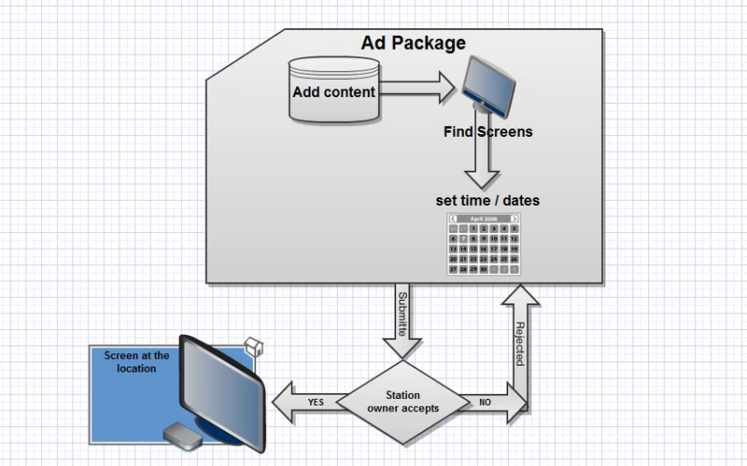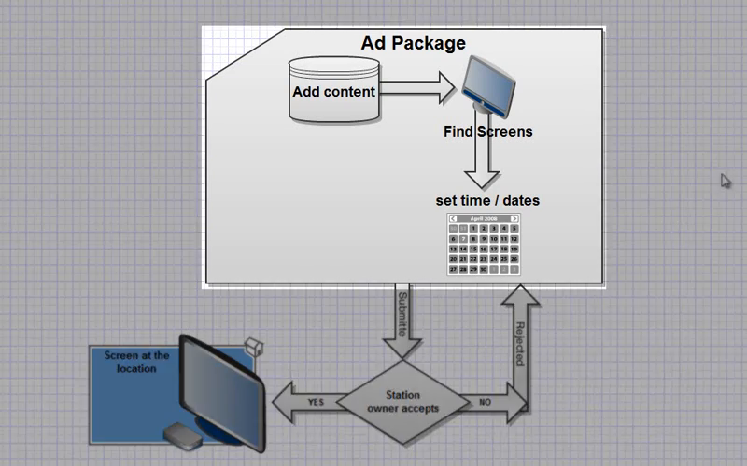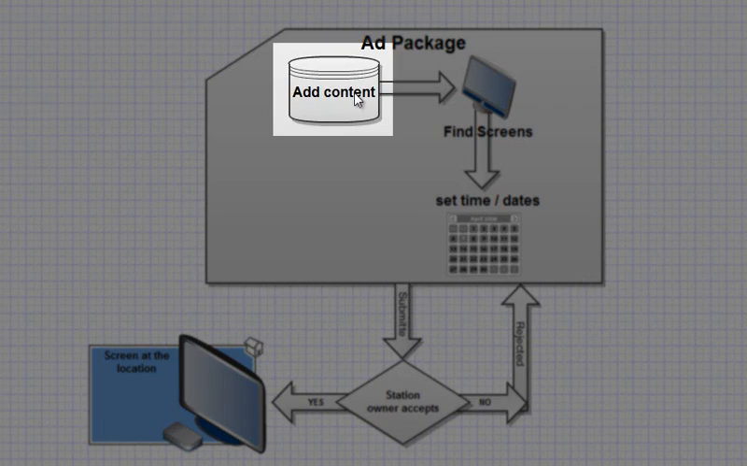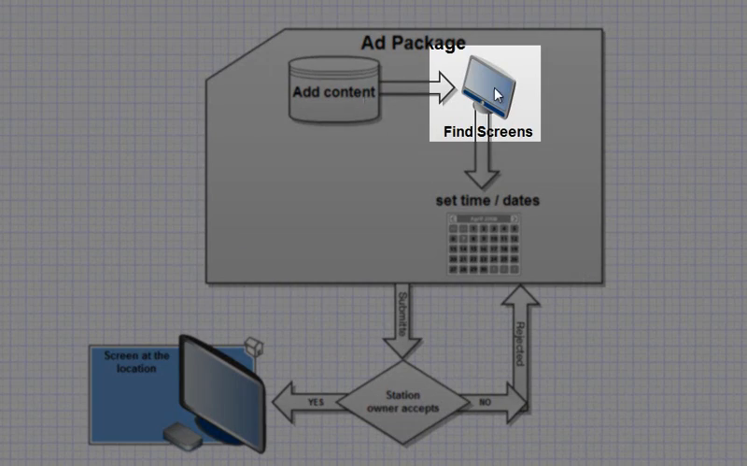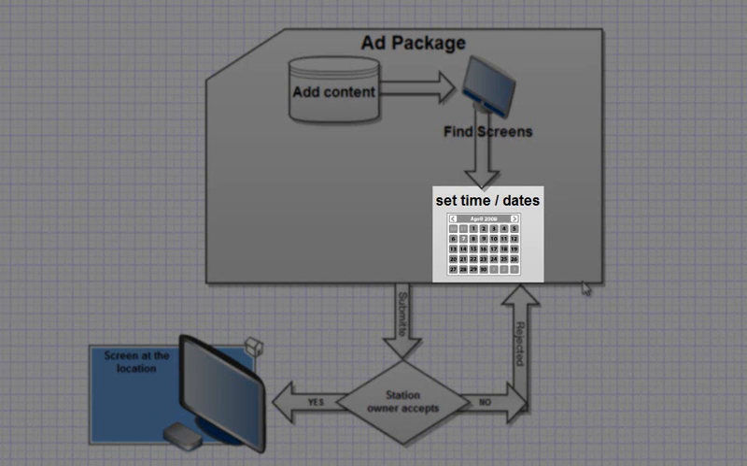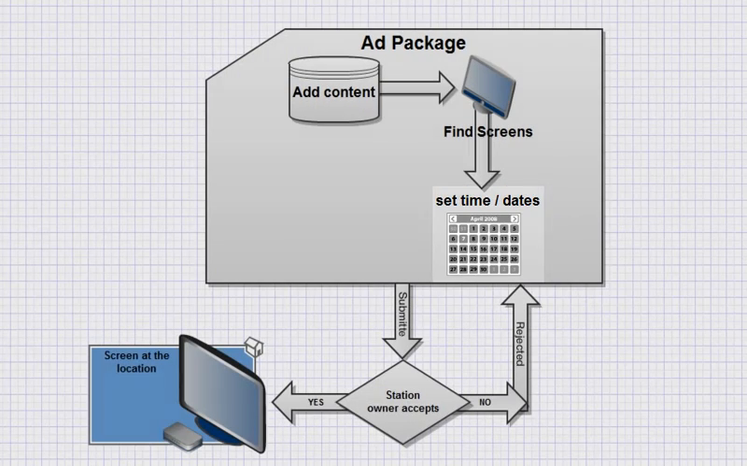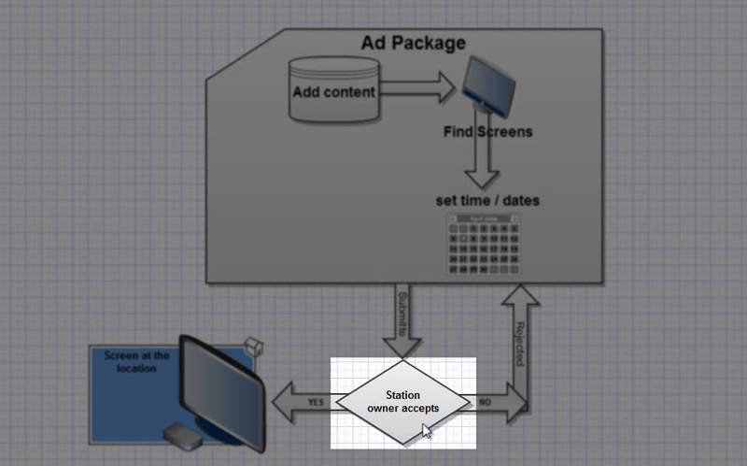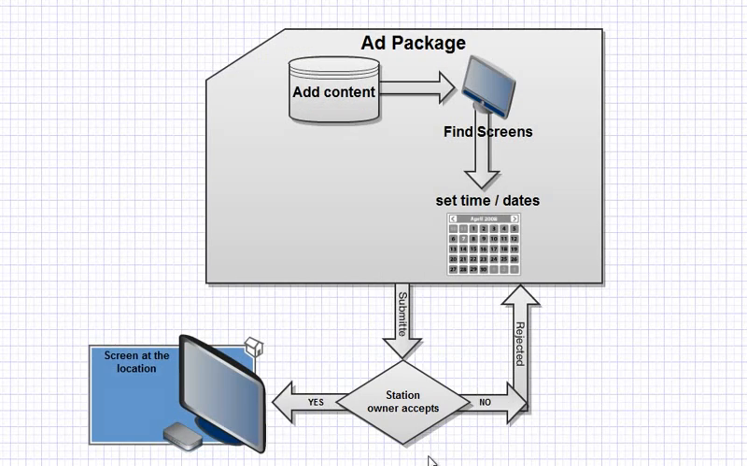So here we can kind of review the flowchart and understand the procedure of setting everything up. So first, you create an ad package, as you can see here. The ad package includes the contents. You'll add the content of different video files and Swift animation and images. Then you'll find some available screens in the network. The ad package will also be set with a time and a date, so you can set when the ad package will start running and when the ad package will expire. Once you've configured the package, you'll submit it, and the station owner, the person whose screen you selected when you built the ad package, will either accept or reject your ad package.